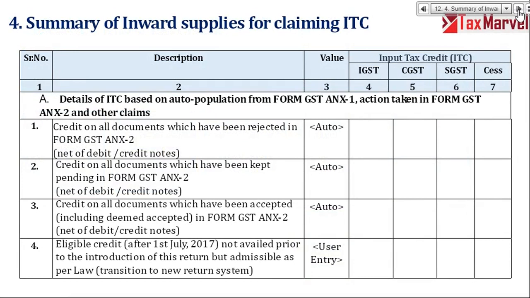Next you see here friends, detail based on auto population from ANX 1 form of the supplier, and I can take action on ANX 2, right? So whatever accepted invoices are there will come here, right? Number 1, credit on all documents which have been rejected in form ANX 2. Net of debit and credit note is auto populated. Credit on all documents that are kept pending, auto. Credit on all documents accepted, right? That is auto.